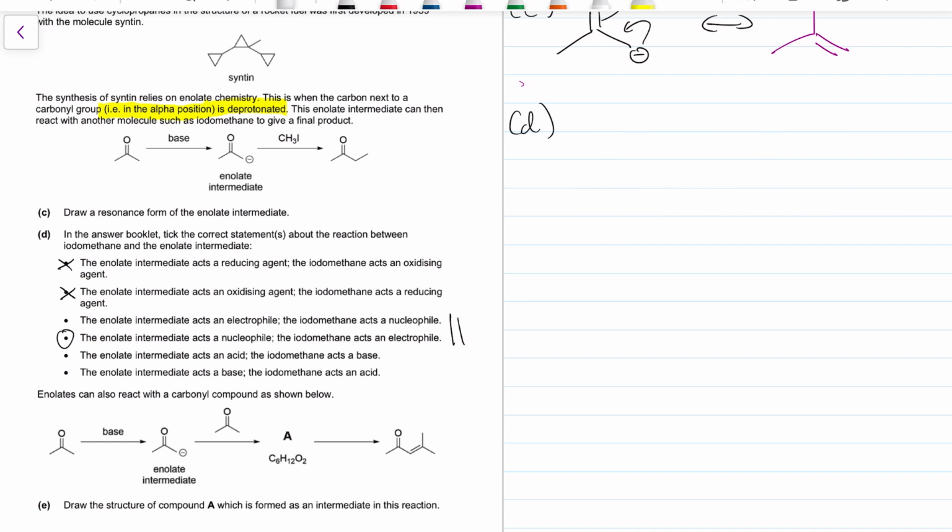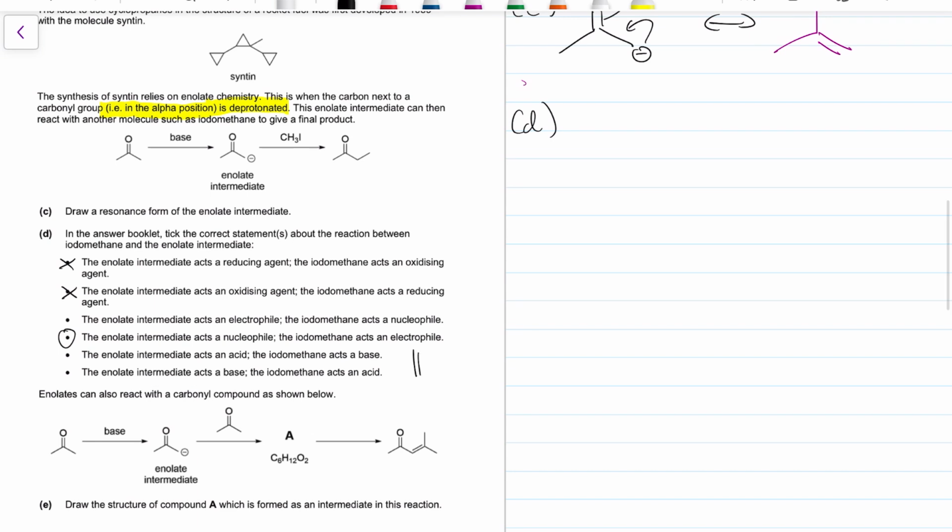Last, acids and bases. Well, the most common definition at A-level for acids and bases is the Bronsted definition. The Bronsted-Lowry definitions involve accepting or donating H+. Clearly that doesn't happen here if I draw out the mechanism again. There's definitely no H+ involved here, so that doesn't happen.